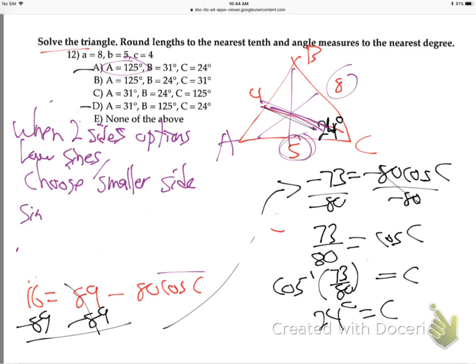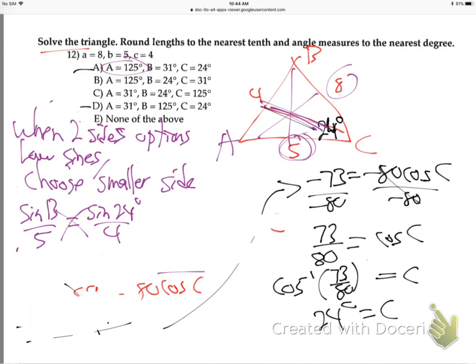So if you just redo this and say, no, I'm gonna do the 5 with the B. So I'll go sine B over 5, and then that's sine 24 over 4. Diagonal, diagonal. You'll get the answer straight out first time. Right there. You'll get B is 31 degrees, and you'll know it's answer A straight.